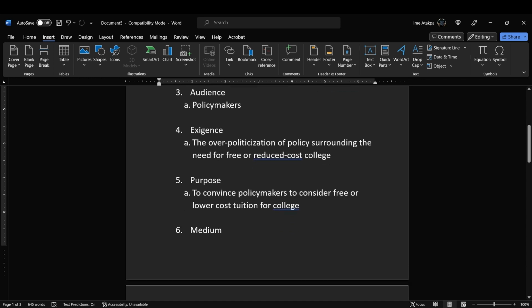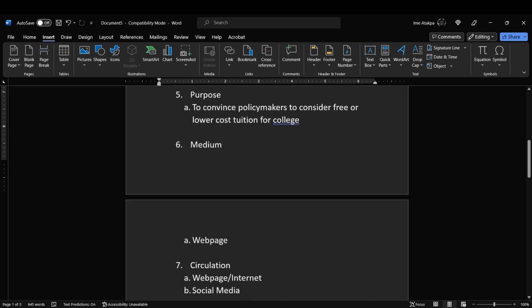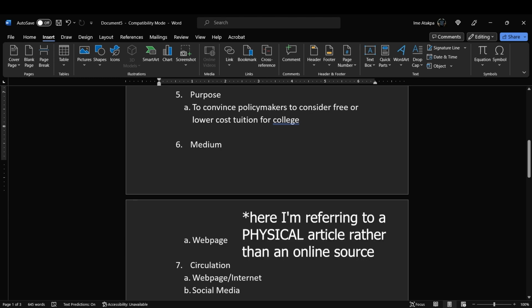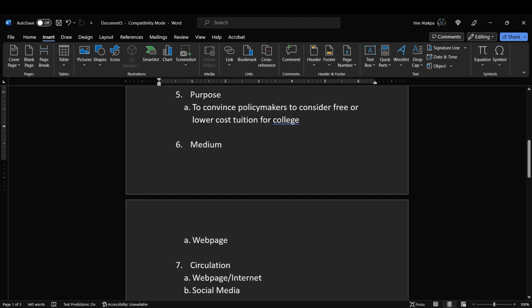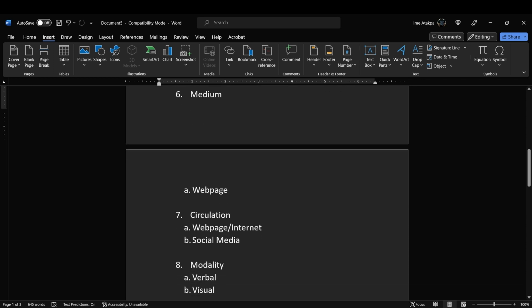Purpose, again, something else that can be explicit within the document, but also might require some extrapolation. From this, it's clear by the end that he does want to convince policymakers to consider reduced costs for college tuition for certain colleges. Medium, the forum that the communication appears on, web page in this case. If it was an article, then the medium would be a journal. Or if you were doing rhetorical analysis on a book, then the medium would be book. That part is pretty simple.